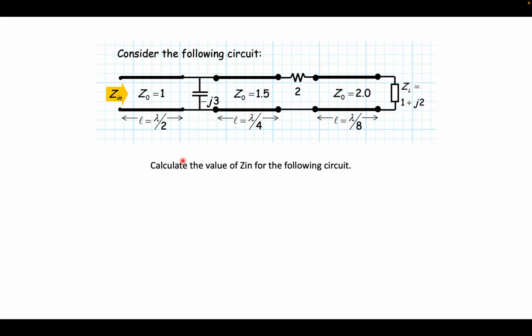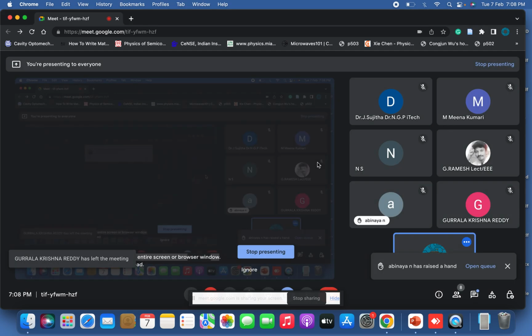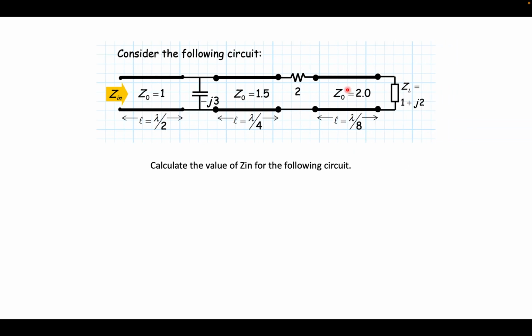Okay, so you can see there are so many things. First of all, you have a transmission line here which has a characteristic impedance of Z naught equal to 1, and a length of lambda by 2. Then you have some capacitor, and then another transmission line with impedance of 1.5 ohm and length lambda by 4. In series you have a resistance of 2 ohm, and then again a transmission line with Z naught equal to 2 and a length of lambda by 8. The load across all of this network is given by 1 plus 2 iota.